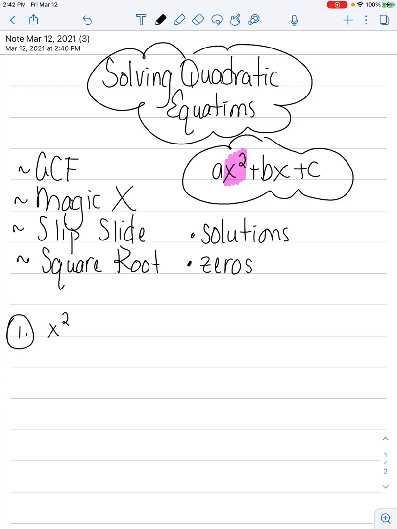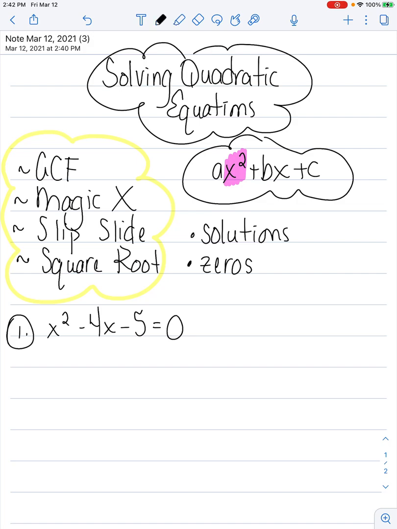Looking at our first example, every time that we want to solve a quadratic equation, we have to set the equation equal to 0. We use one of our factoring strategies and then set each of those factors equal to 0 and solve. So let me show you what I mean.